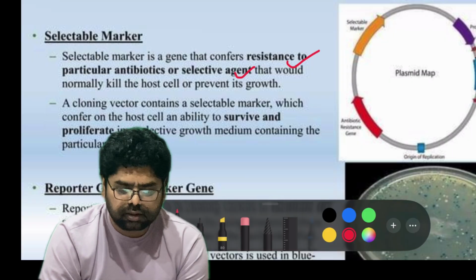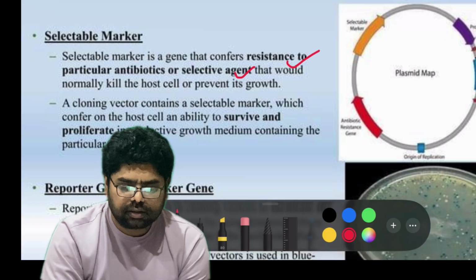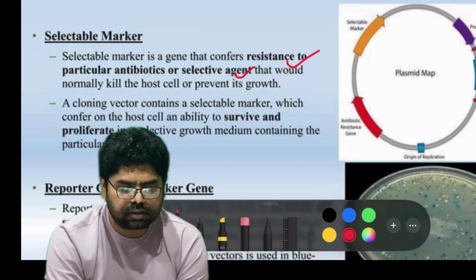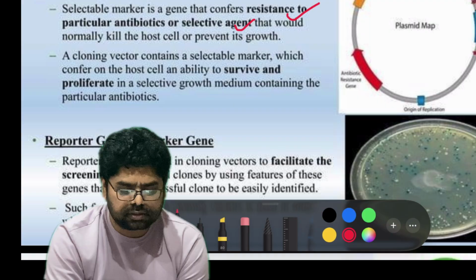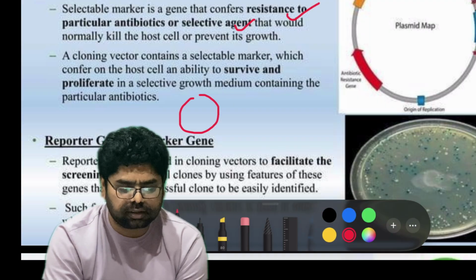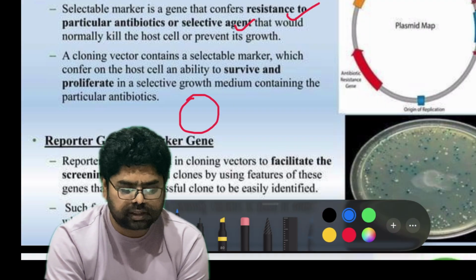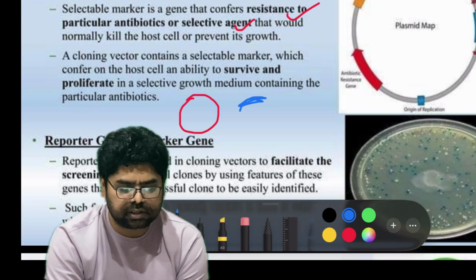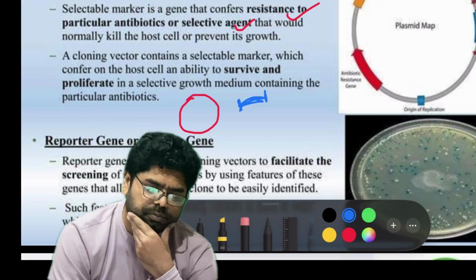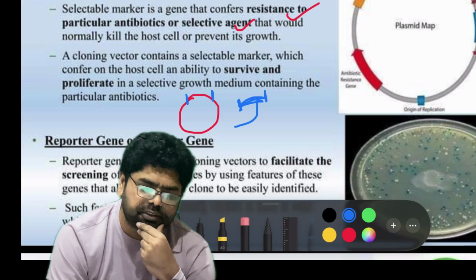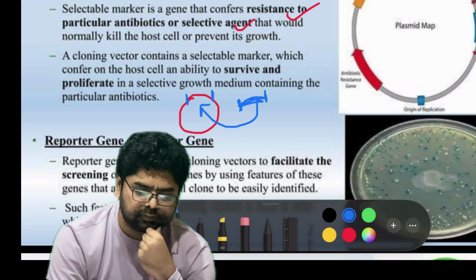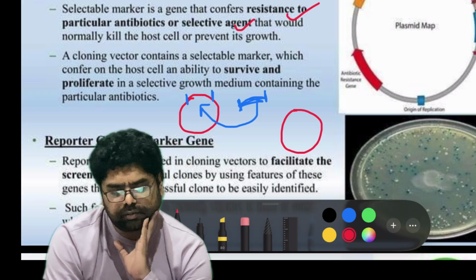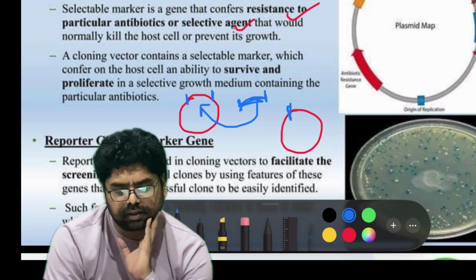Suppose you take a vector and you take your gene of interest. This is your gene of interest, this is the vector. And you clone this inside this vector with a particular restriction enzyme. And these restriction enzymes should be the same in your cloning vector and your gene of interest. And this is finally cloned inside your vector. Now what is the need of a selectable marker? Suppose this is the selectable marker.